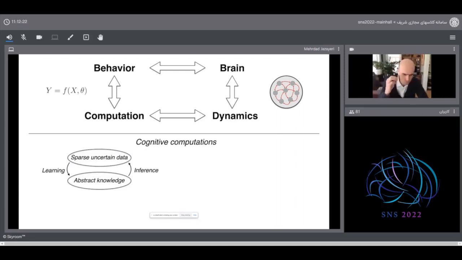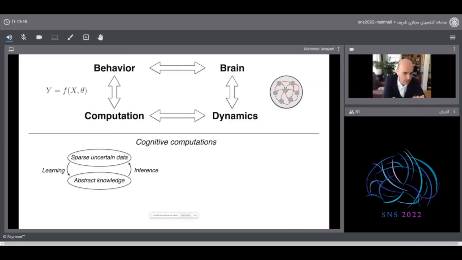Now, what are cognitive computations really? It's hard to define. Even psychologists don't have a very good way of saying what's cognitive. I'll introduce it with a very simple but fairly general formalism. I'll say cognition is those types of computations that we do that rely on abstract knowledge.